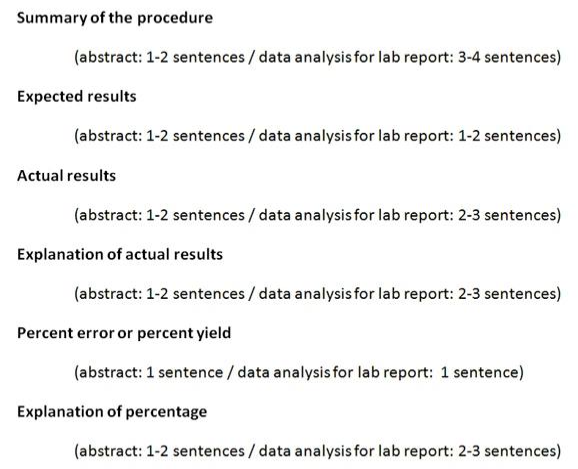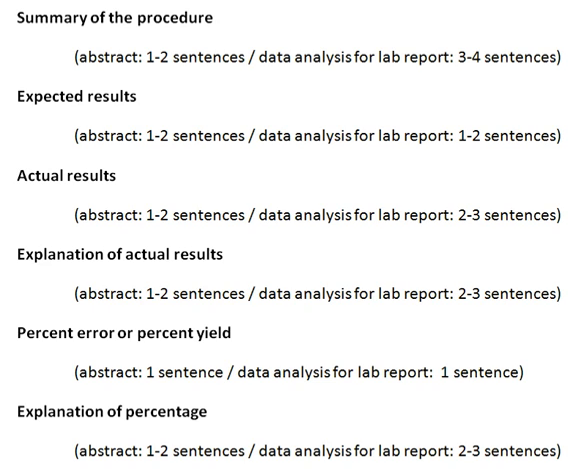Next is your actual results. For the abstract, I want 1 to 2 sentences. For the data analysis, I want 2 to 3 sentences, so you can go into both quantitative and qualitative data that you saw and that you've recorded. Next is going to be the explanation of your actual results. That's 1 to 2 sentences for the abstract, and then for the data analysis, you're going to have 2 to 3 sentences on that.